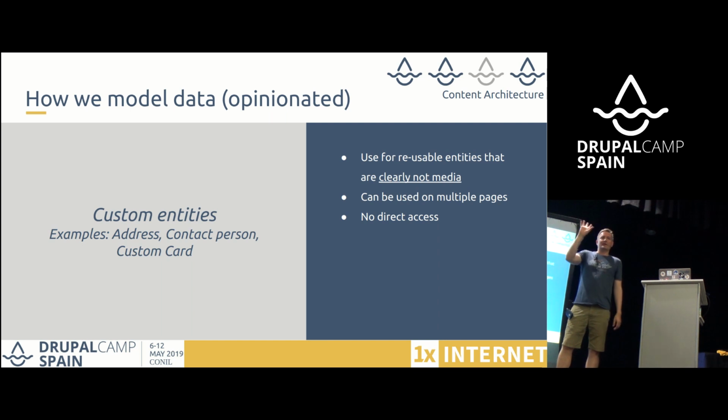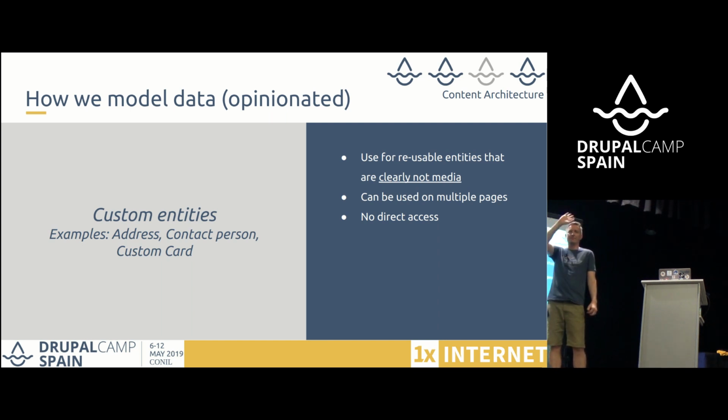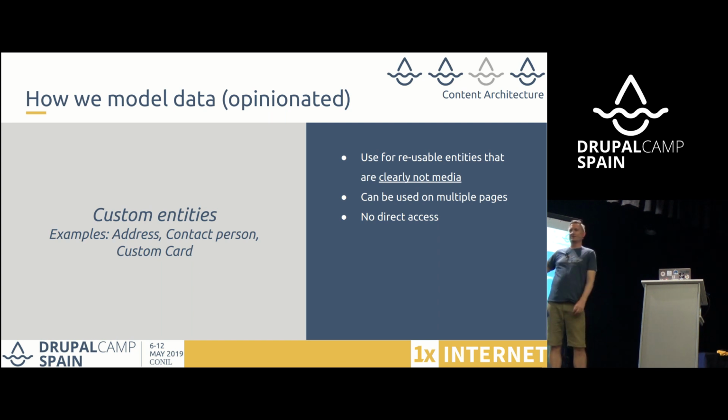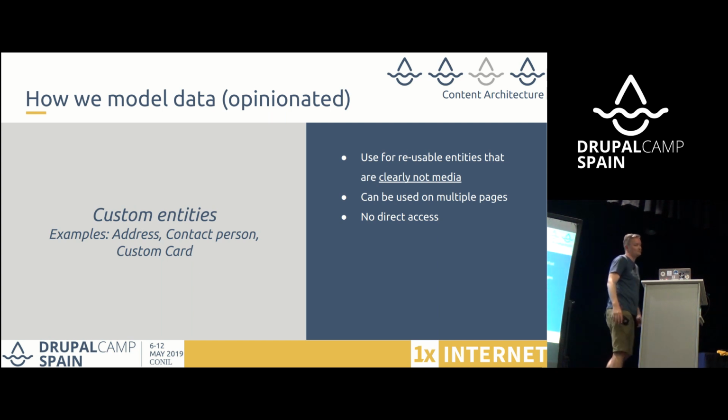But for example, if you have a product page, you have maybe the sales agent or something that's shown on very many pages. Of course, when you change the photo of the person or the telephone number or something, that should be updated everywhere. So it's a reusable entity, and here's one that is just not media. So we're aware of that.